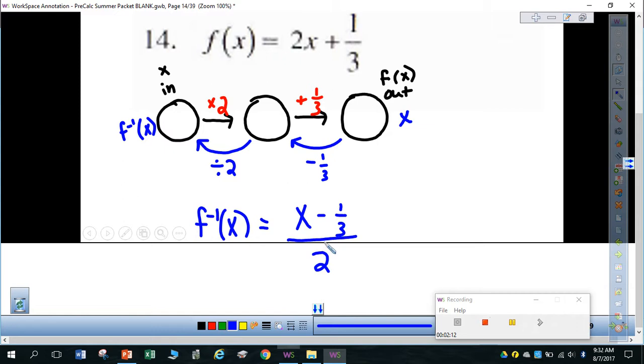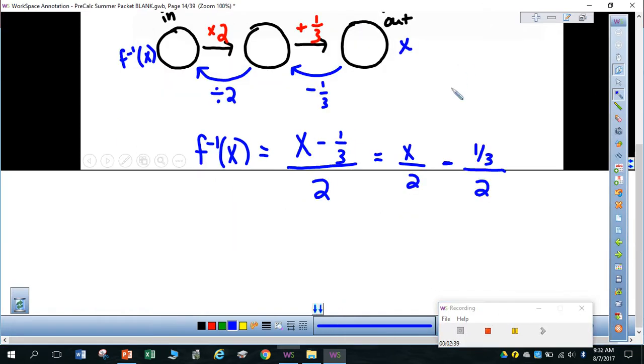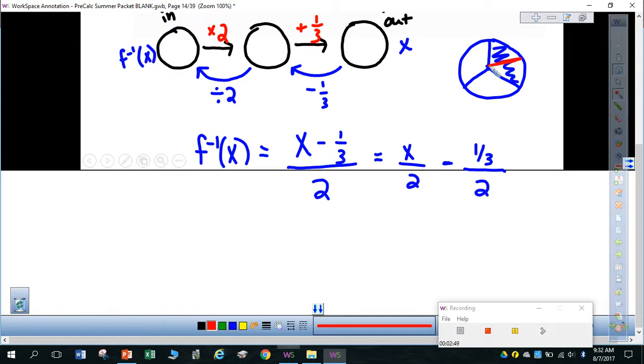We could change our format a little bit by dividing each individual piece by 2. So x divided by 2 and 1/3 divided by 2. 1/3 divided by 2 is actually 1/6, which makes sense if you think about a third of a pizza being cut in half. Then it would be 1/6.